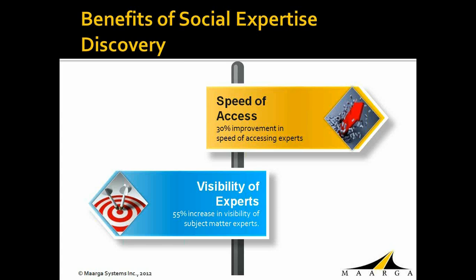So what are the benefits of enabling social expertise discovery from within your organization? Typically what has been found is that the speed at which employees find experts to help them has improved by about 30%, and this is a study by IBM. The public visibility of employees that are subject matter experts has increased by 55%.